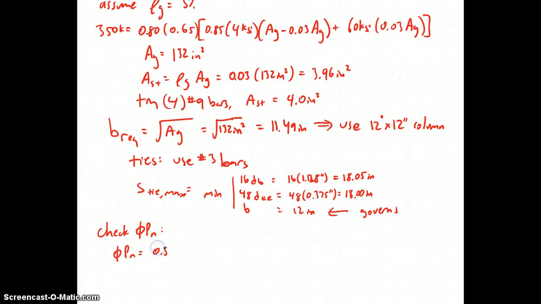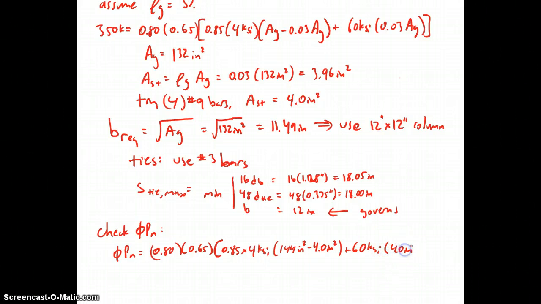Phi Pn is equal to 0.80 times 0.65 times [0.85 times 4 ksi times (144 inches squared minus 4 inches squared), or the gross area minus the area of the steel, plus 60 ksi times 4 inches squared], and we get phi Pn equals 372 kips, which is greater than Pu, which was 350 as the given information. Therefore, we're okay.